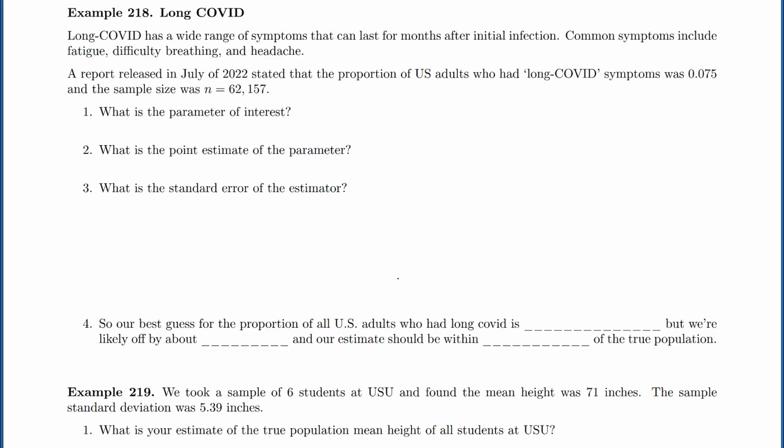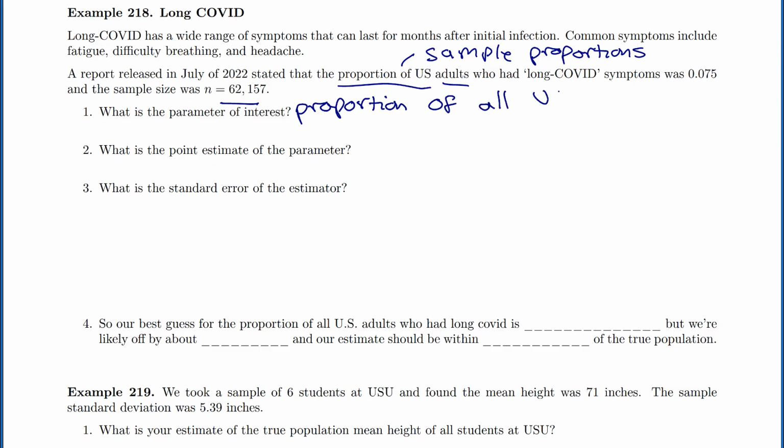So now, what was the parameter of interest? When you look at this, they said the proportion of U.S. adults, but they also gave us a sample size. So this was actually my sample proportion. They didn't actually look at all U.S. adults because that's millions of people and that would have taken too long. So the parameter of interest would have been the proportion of all U.S. adults that had long COVID.